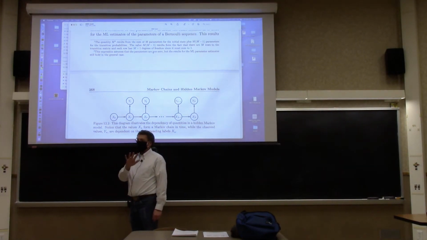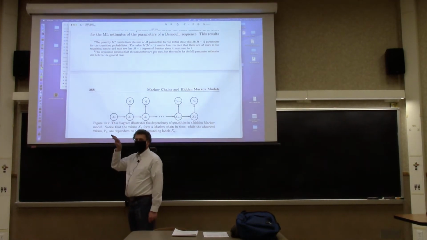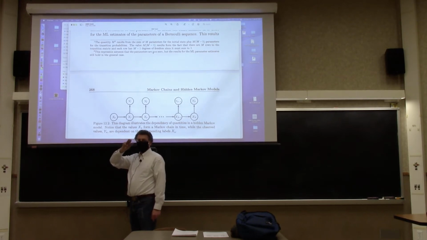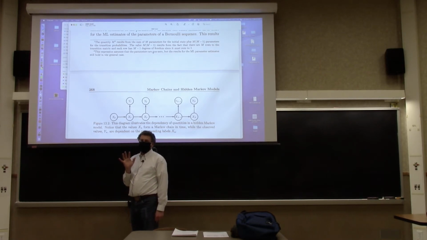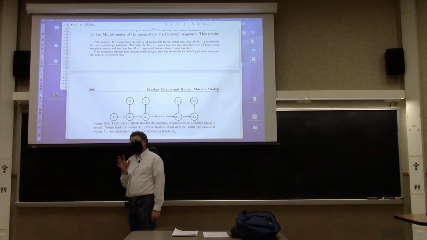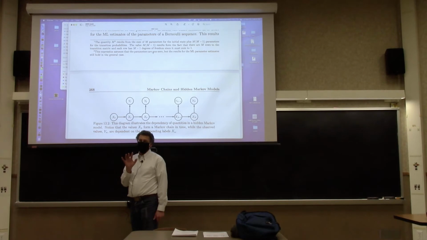So how many numbers does it take to specify the distribution of this first state? 3. Well, in general, if you have m states, how many numbers does it take? It sort of takes m minus 1, but it takes m, but there are really only m minus 1 degrees of freedom. Why are there only m minus 1 degrees of freedom? What do you know about those m numbers?